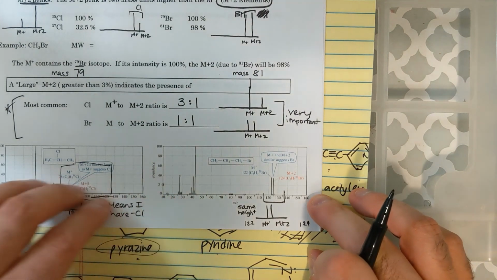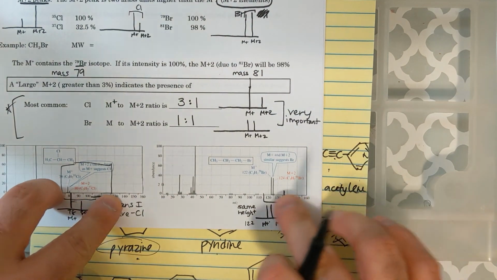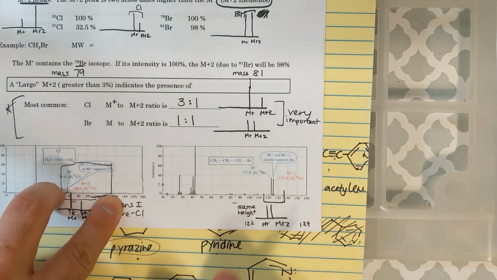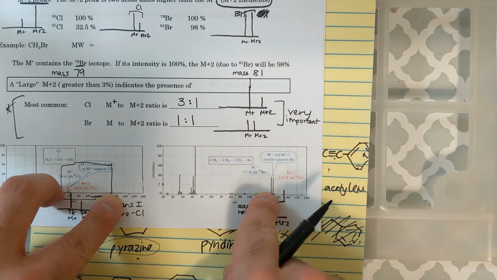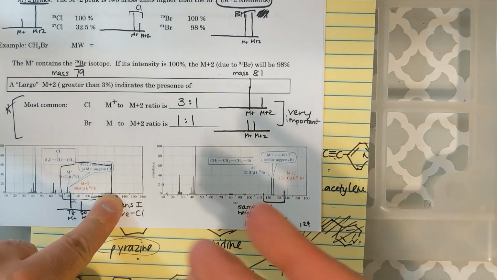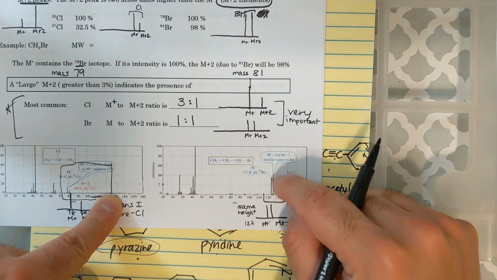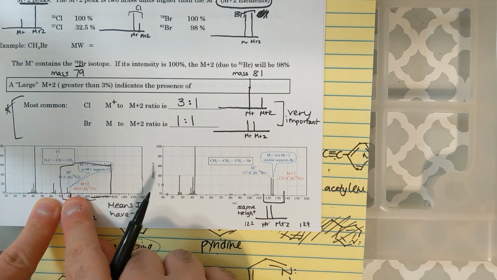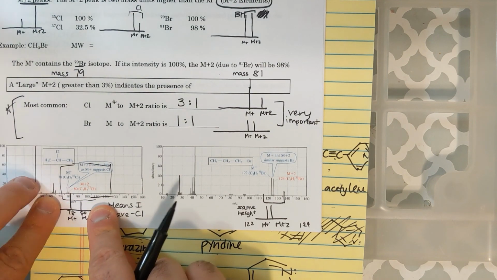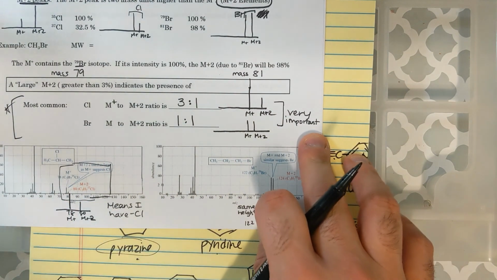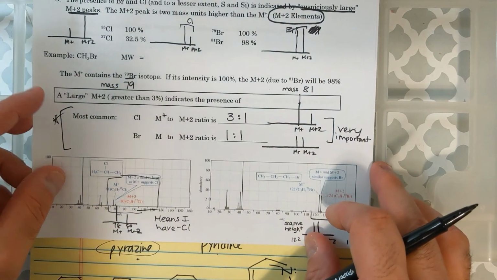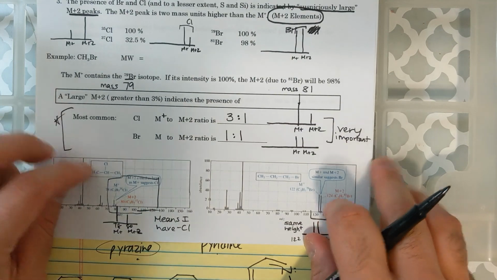So if you get a multiple choice question or a short answer question that says what element must be present or what element is missing from the formula, and you see an M plus and M plus 2 peak, again, it could be either bromine or chlorine. If the heights are the same, it's going to be bromine. If the heights are about 1/3 each other, it's going to be chlorine. Okay? All right.